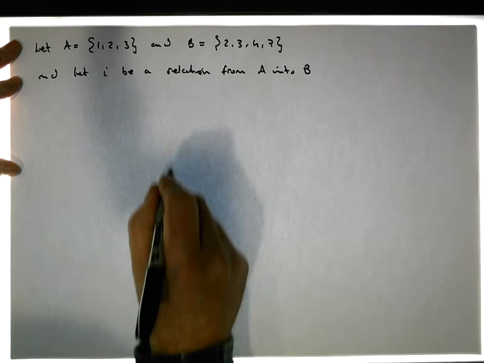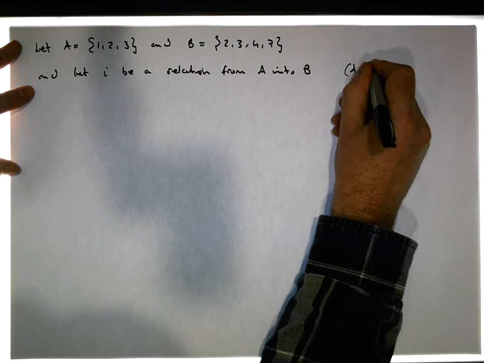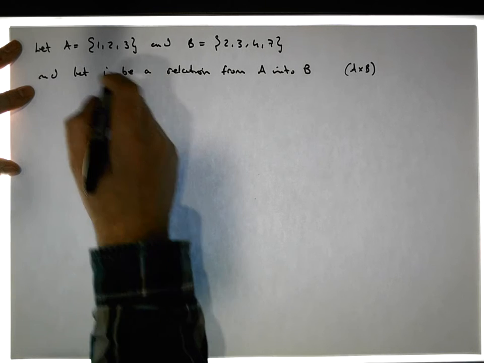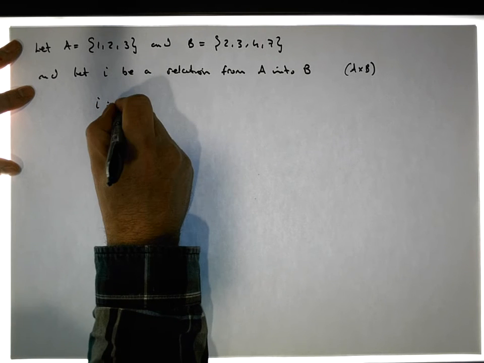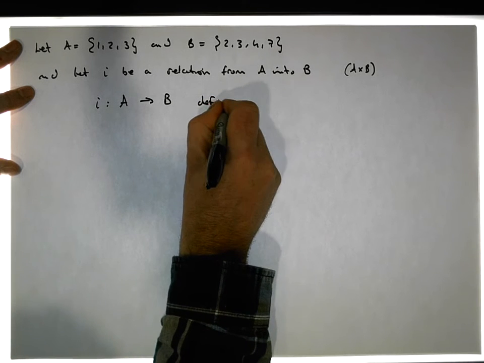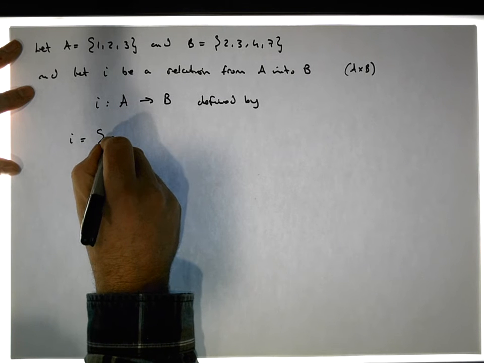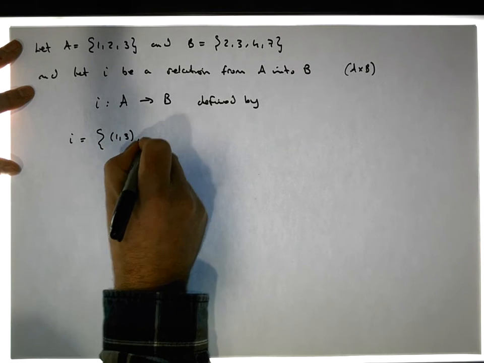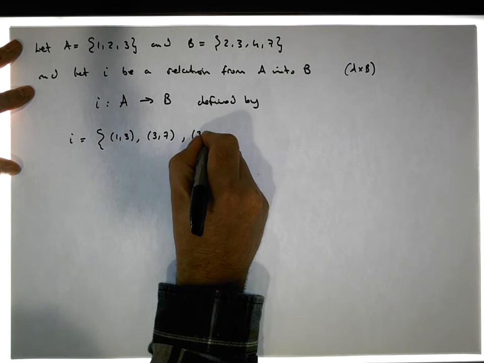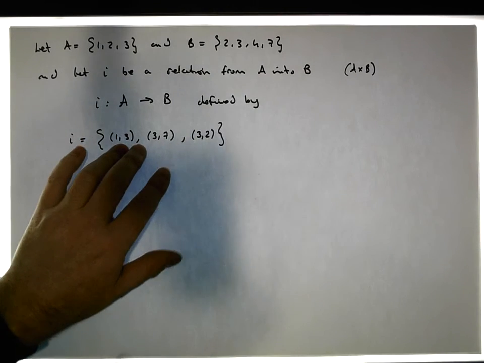So I is a relation from A into B, which means it's a subset of the cross product A cross B. That means that I takes values from A into B. Let's define it by the mapping I is equal to the set of ordered pairs: 1 is taken to 3, 3 is taken to 7, and we also have 3 is taken to 2. So there's our mapping. That's a subset of the cross product A cross B, so it's a relation.